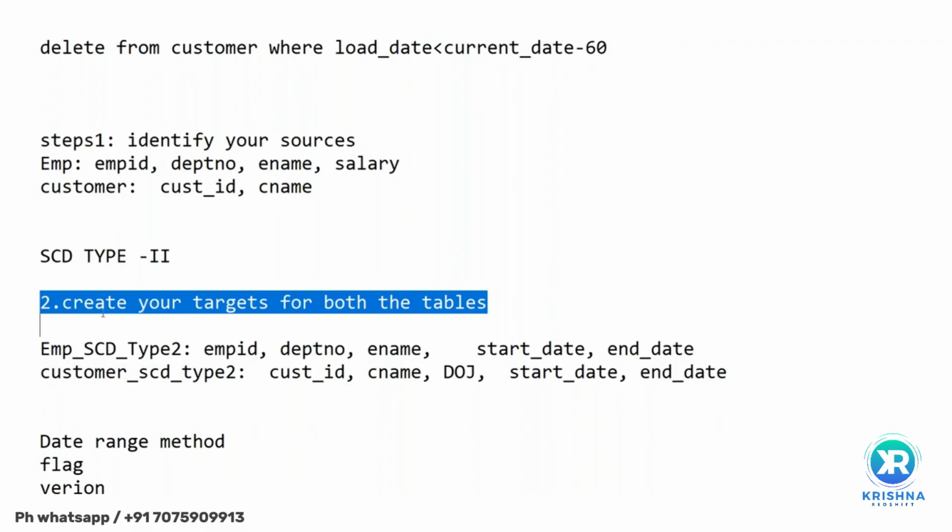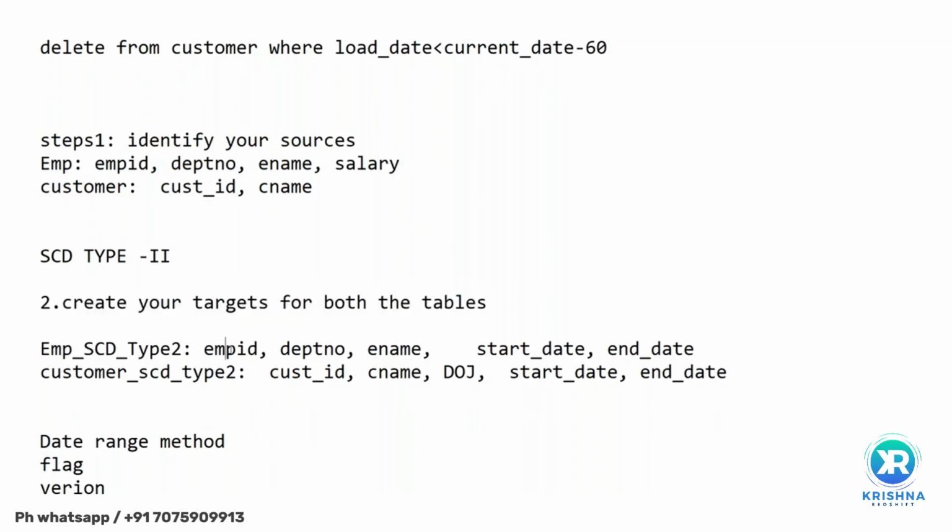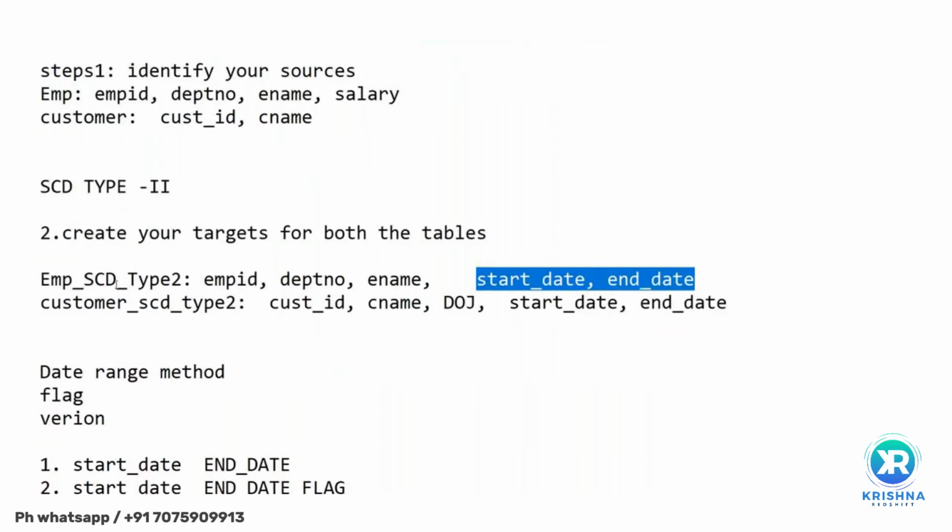How do we track the history in SCD type 2? For example, you have an employee table with employee ID, department number, employee name, and of course salary and everything. While implementing SCD type 2, we add two more columns here: start date and end date. Like this, two columns we will add.